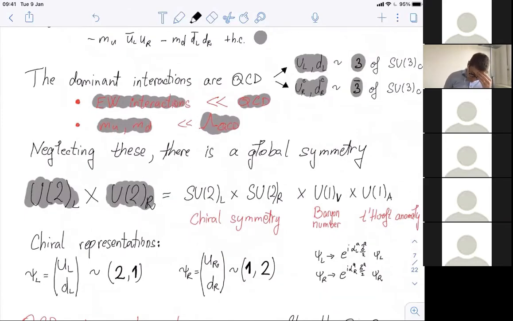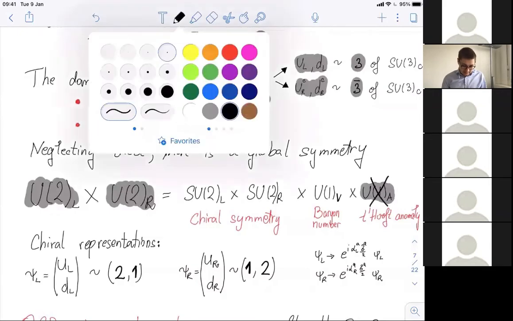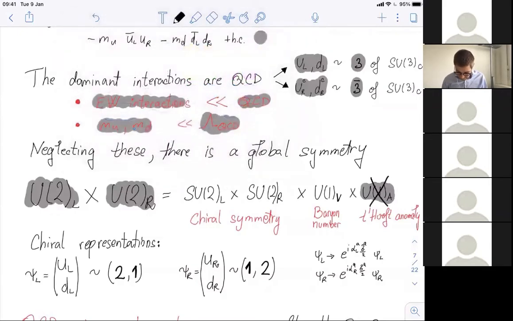Now this U2 cross U2 we can write down as the product of SU2s, the special unitary transformations, and U1s, the phases. The axial phase is actually not a symmetry at the quantum level, it's anomalous, so we will not consider that one further. We will consider the U1 vector, which is the phase that transforms all four fields in the same way: U left, D left, U right, D right. However, the central part is the non-abelian part, which is called the chiral symmetry, SU2 left cross SU2 right.